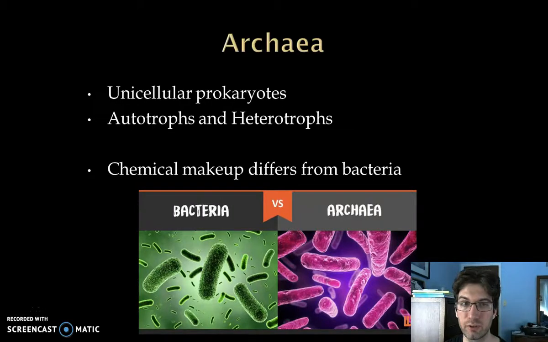Archaea are going to be unicellular prokaryotes, again, like the bacteria. They can be autotrophs or heterotrophs, but again, they differ in their chemical makeup, including their DNA and RNA.